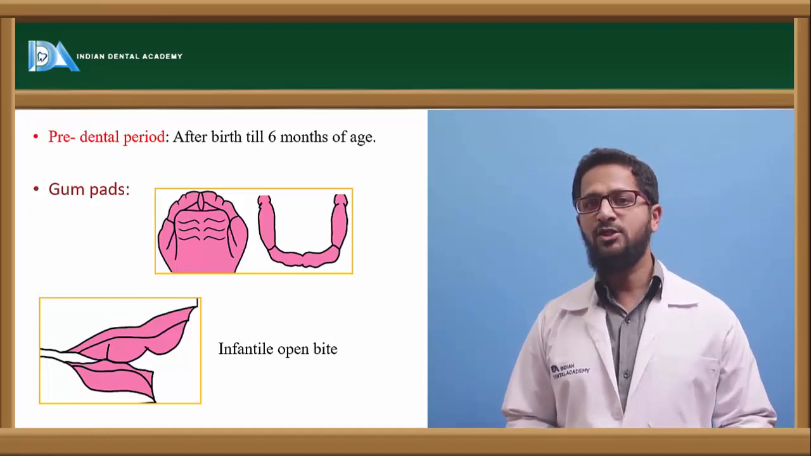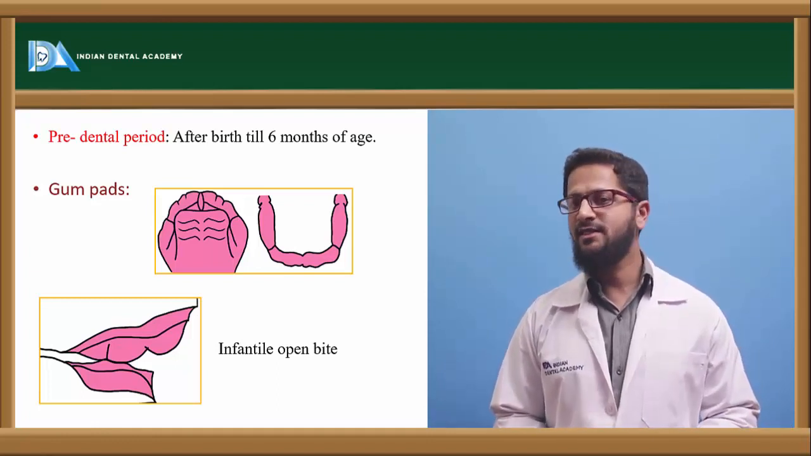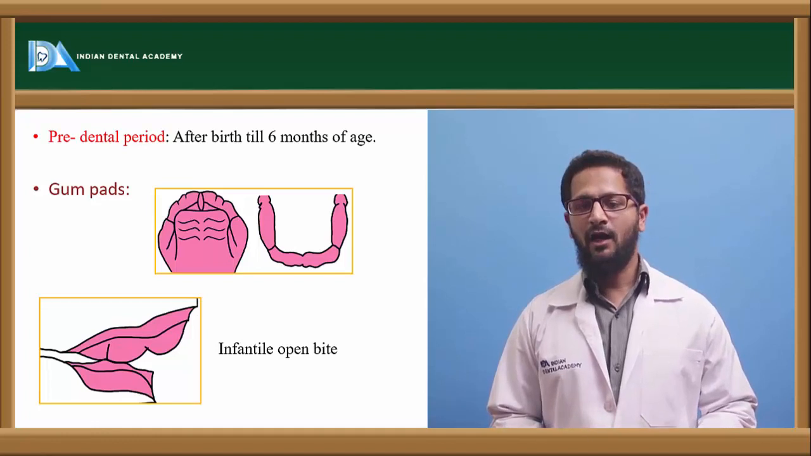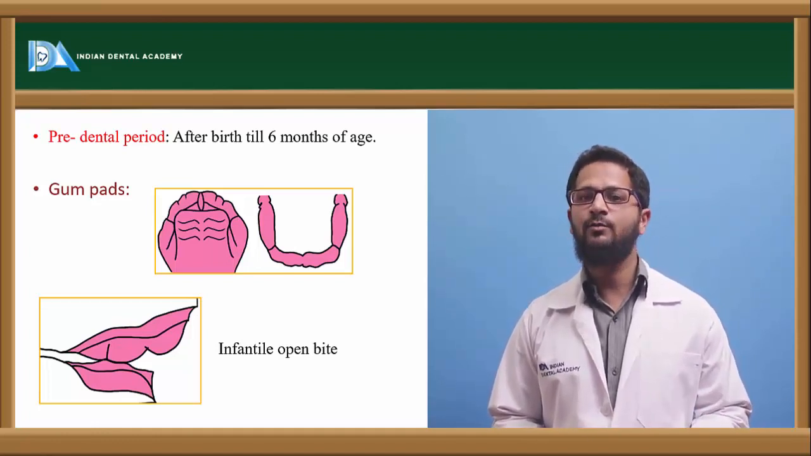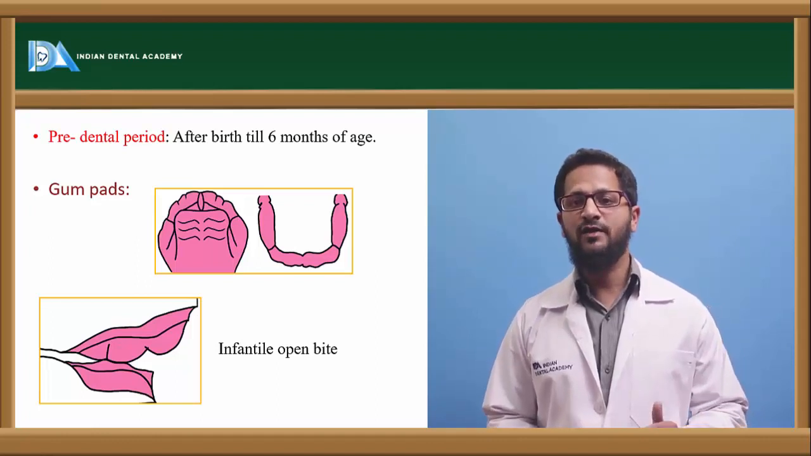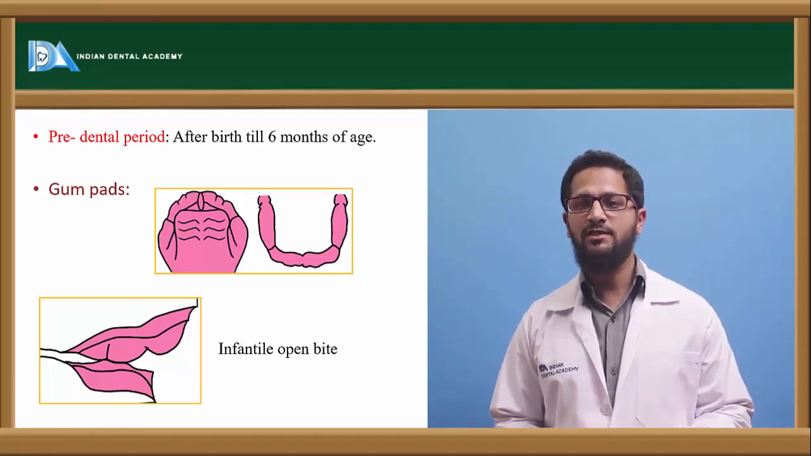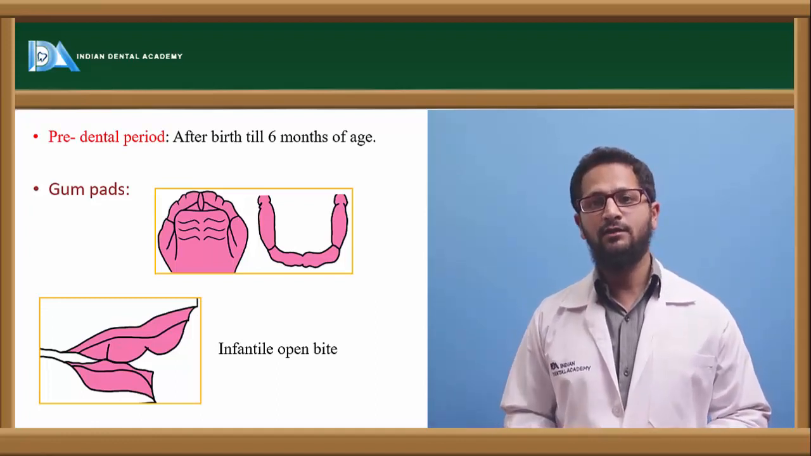The status of dentition during the predental period: when the child is born, the gum pads don't have any teeth. The width of the gum pads is very narrow, too little to accommodate teeth. But as the teeth start erupting during the first year of life, the size of the gum pad slowly starts increasing.